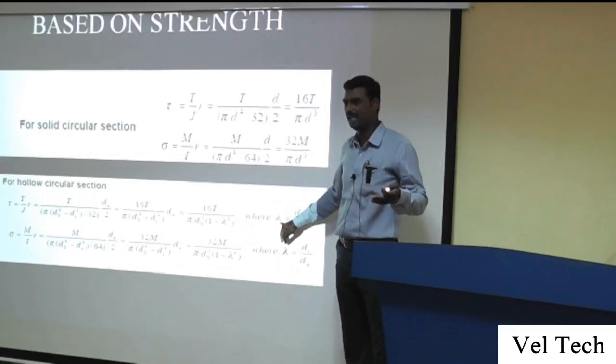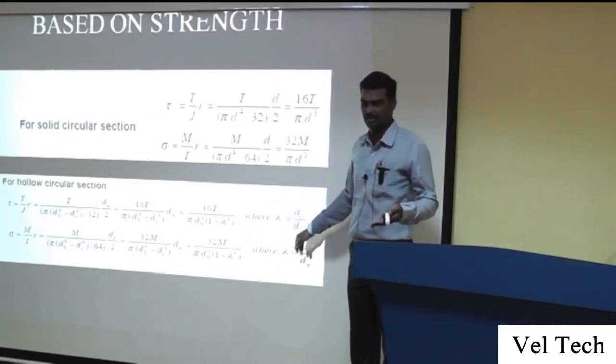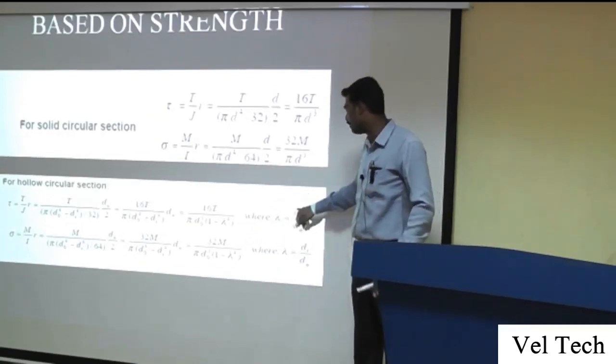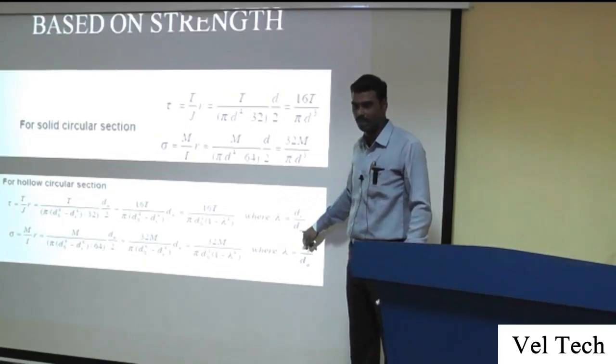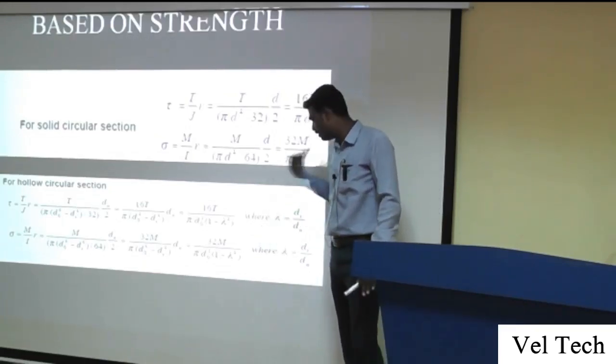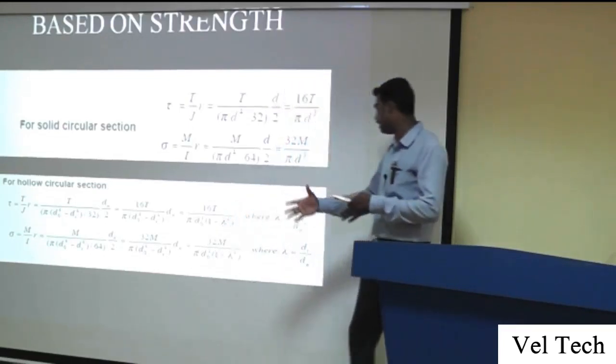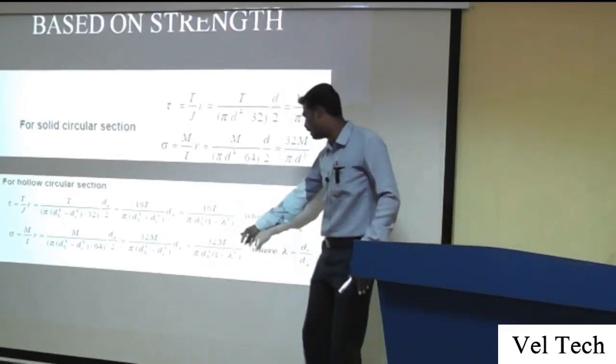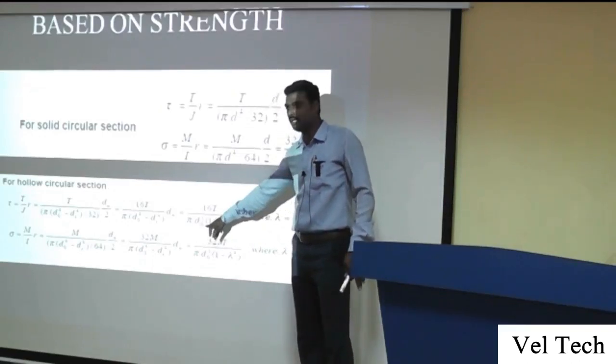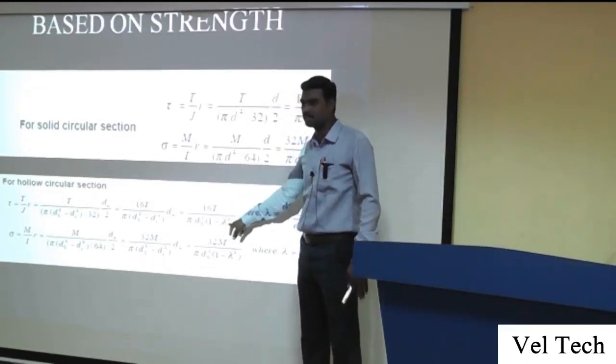Very good. Who said? Internal resistance offered by a body. If I am pushing you, what will happen? You will try to resist my force. This is called stress. Internal resistance offered by the body. Okay. So the same formula I used here. What is stress here? Stress is equal to applied load divided by area, which is circular in cross section.